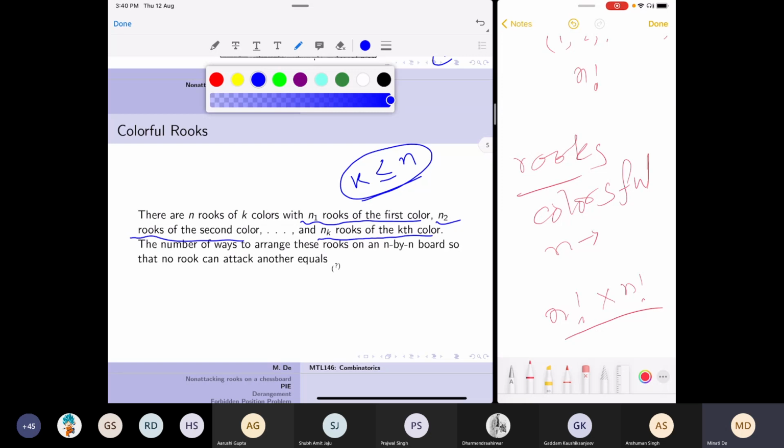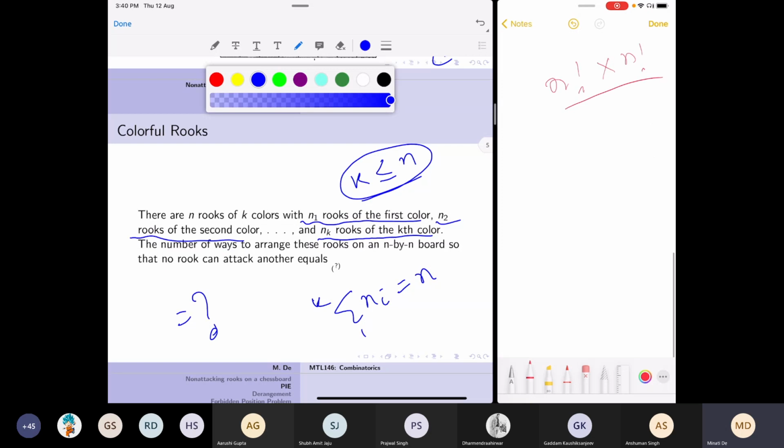K many colors are there, and if you sum up the ni from 1 to k, that is n. So now the question is the number of ways to arrange these rooks on the n by n board so that again they are in non-attacking position. That should be equal to which number? Can you tell me? This is again an elementary question. It is n factorial squared divided by n1 factorial, n2 factorial, till nk factorial.